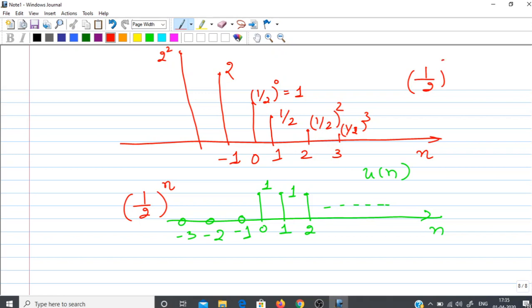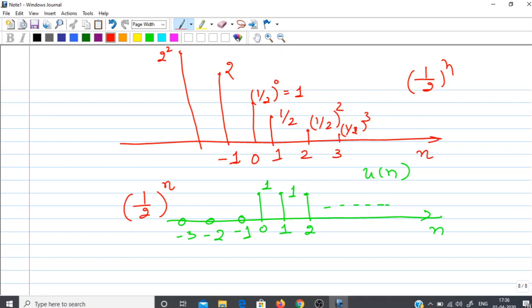Now this green sequence is u[n], and the red sequence is (1/2)^n. If you want to multiply two sequences, you have to multiply them sample by sample. Sample by sample means the value at 0 of this sequence is multiplied by the value at 0 of this sequence. The value at 1 is multiplied by the value at 1 of this sequence. The value at 2 of this sequence is multiplied by the value at 2 of this sequence, and so on.